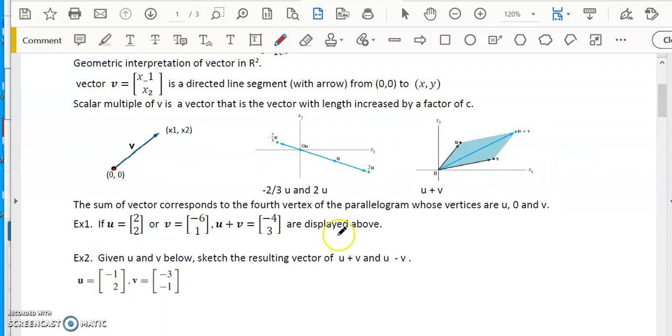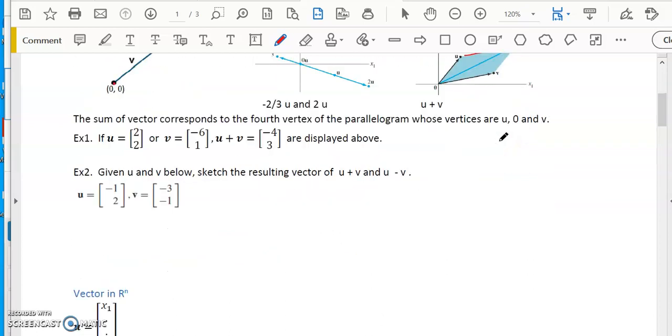If you have two vectors and you want to add them together, we use the parallelogram law. If this is u and this is v, technically you should say u first. u plus v would be, you go from 0, 0 to u, and then from u, use the same vector v, so you end up standing here. So this is u plus v. But you can also draw a parallelogram. The fourth vertex of the parallelogram is u plus v. If you're adding two vectors, both starting from 0, 0, you can do it that way. So the sum of the vectors corresponds to the fourth vertex of a parallelogram whose vertices are u, 0, and v.